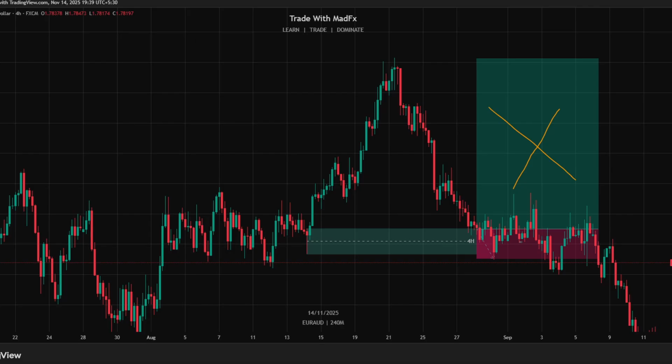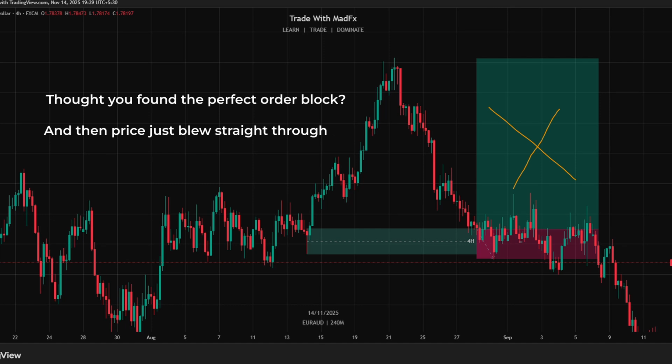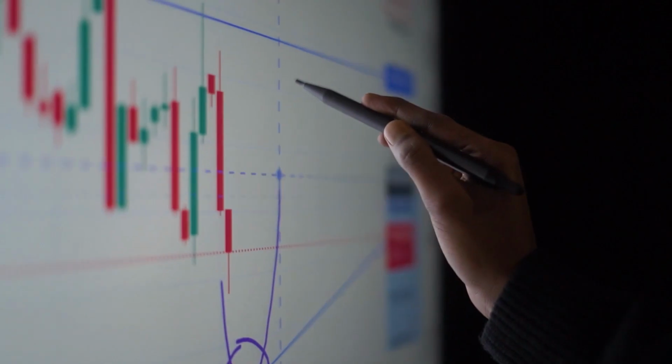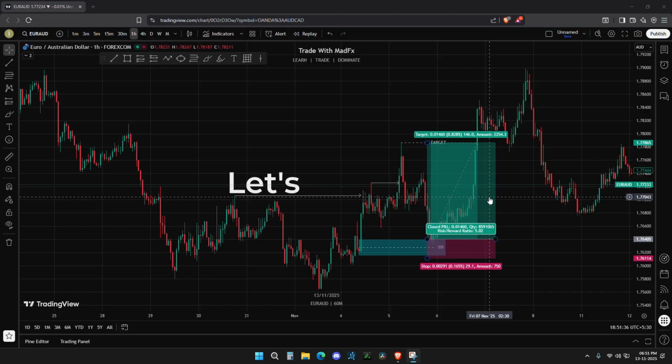Be honest, how many times have you marked what you thought was the perfect order block, only to watch price blow right through it? You're not alone. This is one of the biggest reasons most traders keep losing. But today we're going to fix that.